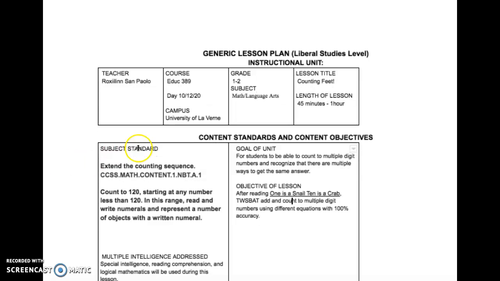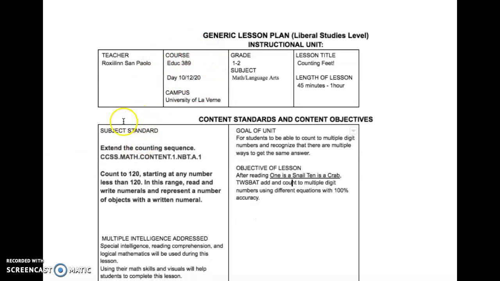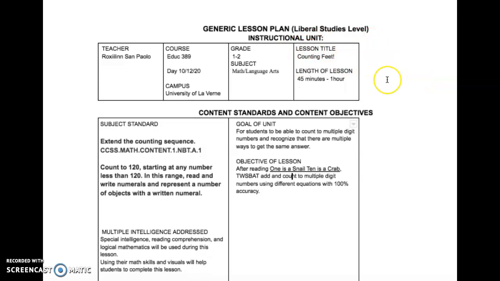So this is for my Education 380/90 course. I'm from the University of La Verne, and this is going to be for 1st to 2nd grade, and it's a math/language arts lesson. I have titled this lesson Counting Feet, and that'll make a lot more sense once you have read the book, and you'll get the lesson a lot better, I promise.